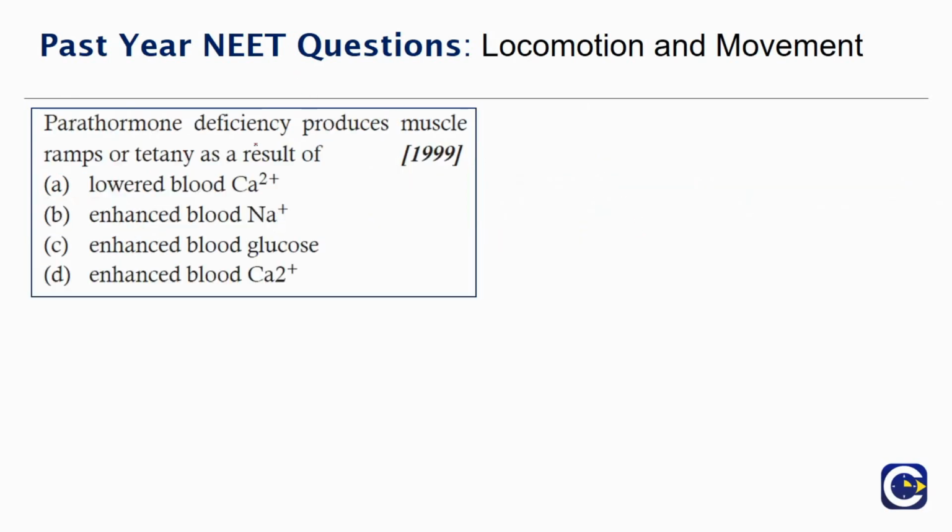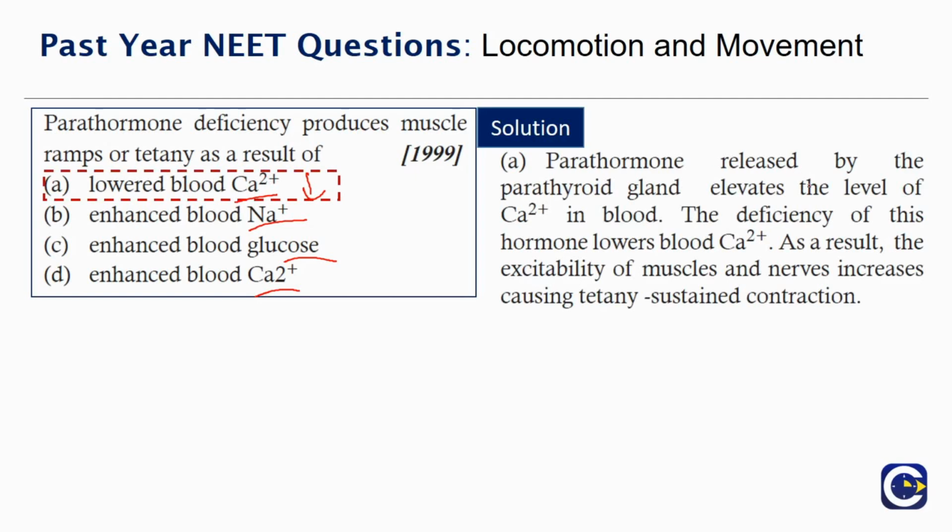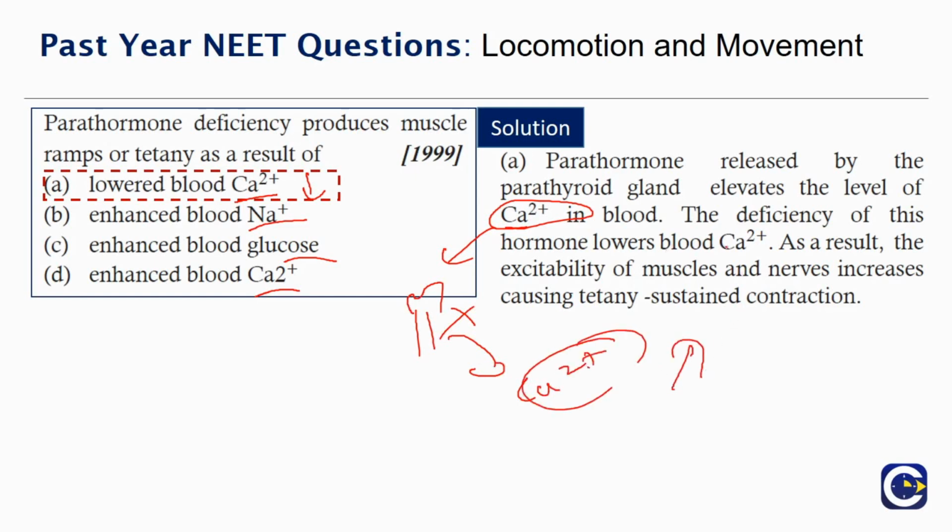Parathormone deficiency produces muscle cramps or tetany as a result of, as we saw in the previous question, lowered calcium level, enhanced sodium level, enhanced blood glucose level, or enhanced blood calcium level. So the lowering of calcium level only leads to tetany. Parathormone released by the parathyroid elevates the level of calcium by acting on the bone. What it does is it resorbs the bone. In simple terms, it destroys the bone and puts the calcium in the serum. Thereby serum calcium increases. The deficiency of this hormone lowers the blood calcium. As a result, the excitability of muscle and nerves increases, causing tetany, that is sustained contraction.